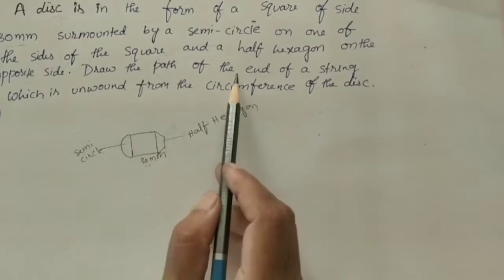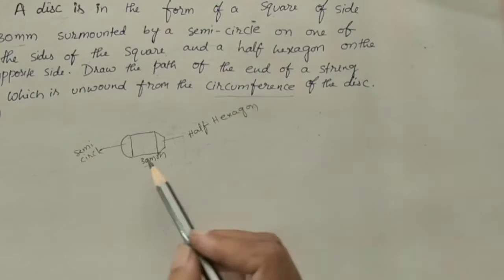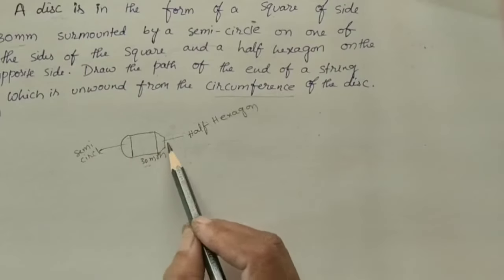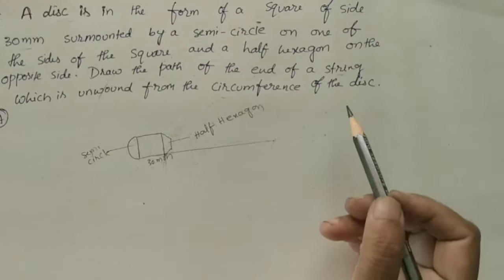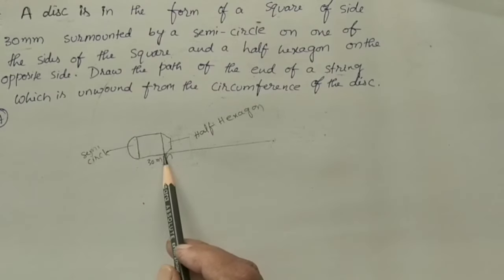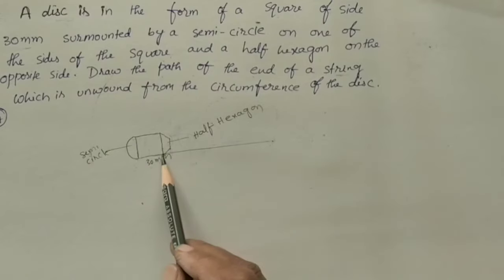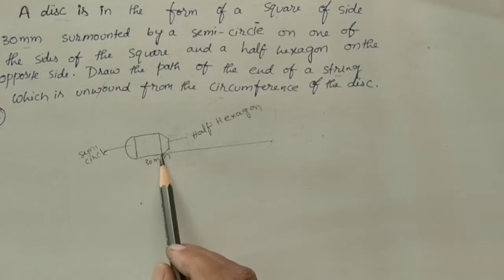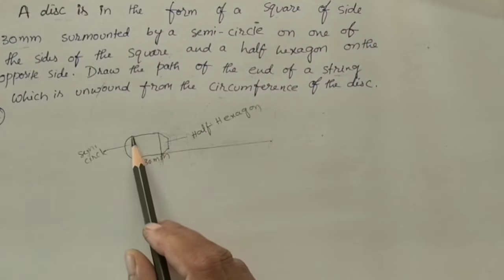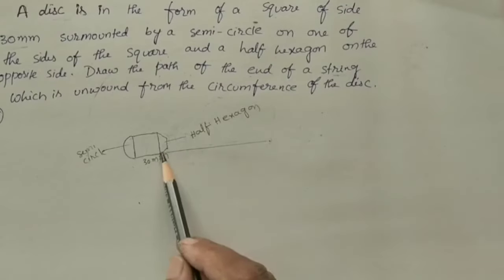Okay. Draw the path of the end of a string which is unwound from the circumference of the disc. Circumference of the disc means the total length. On this total length of the given disc, one string has been given. String means a wire or rope or thread like that. We are keeping the starting point here. Okay, the starting point of the string here, so the next end is here. The length of the string is the circumference of this given disc. Circumference means this length plus this length, this length, this length. Whatever entire length we get, the total sum, it is equal to the length of the string.